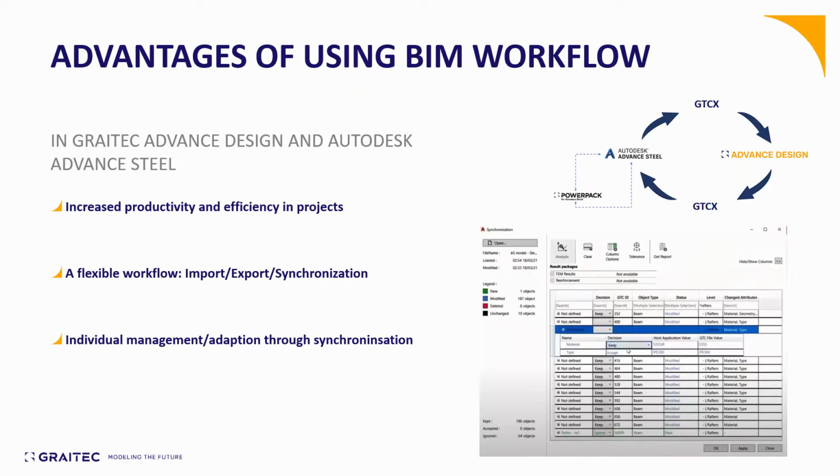Talking about the workflow between Advanced Steel and Advanced Design, as you see here, I have a small picture to show you how it works. You can either start from Advanced Steel, or you can even start from Advanced Design. In most cases, if you already have your geometry in Advanced Steel, you can use this workflow. You can start from Advanced Steel using our GRAITEC Power Pack. You can export your file, which contains all of the properties, as a GTCX inside Advanced Design. In Advanced Design, we apply our forces.